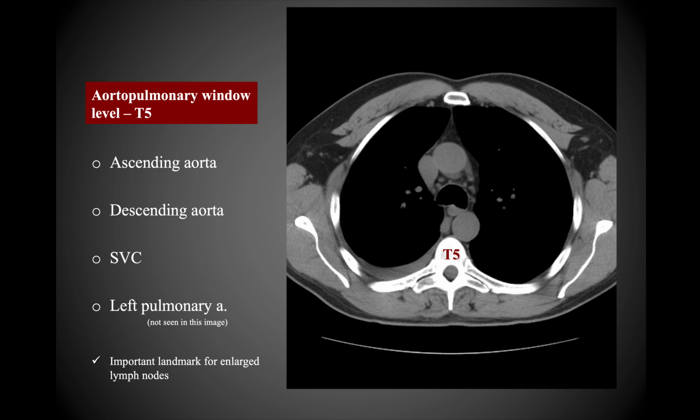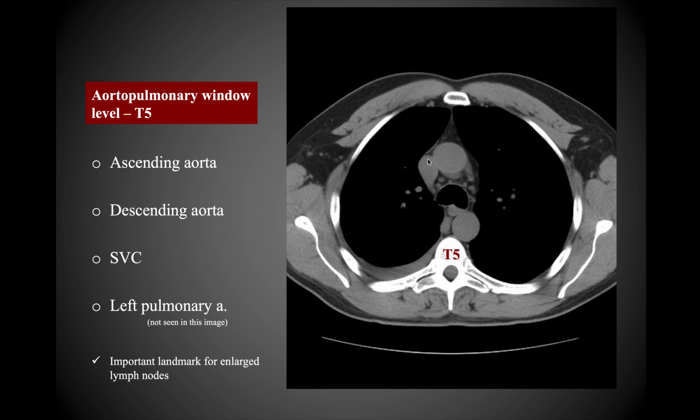Now at the next level, at the T5 vertebral level, this is the aortopulmonary window, or the AP window level. At this level, you can appreciate both the ascending and descending aorta. Here's the ascending aorta, here's the descending aorta. Notice again, the descending aorta is located just to the left side of the vertebral bodies as it descends through the thorax into the abdomen.